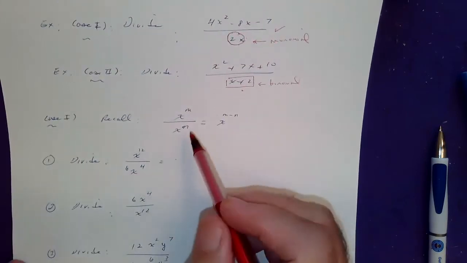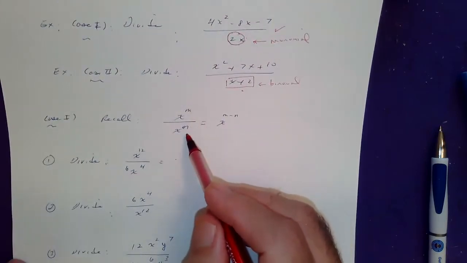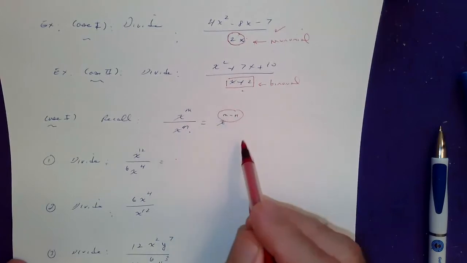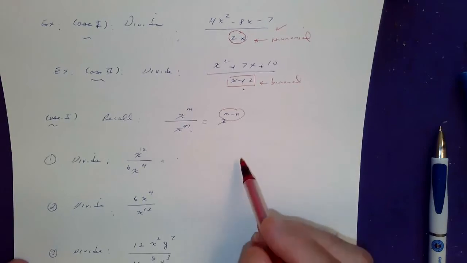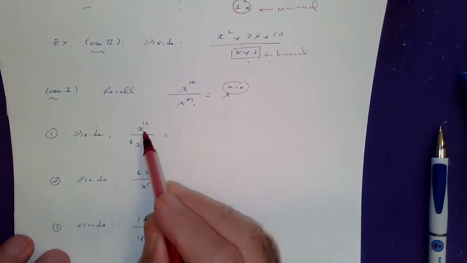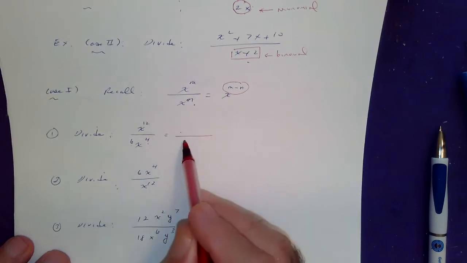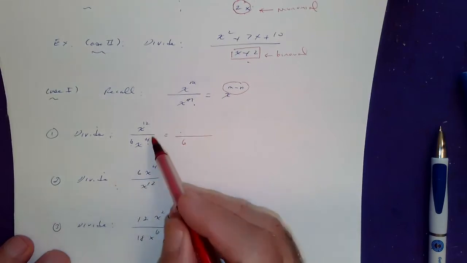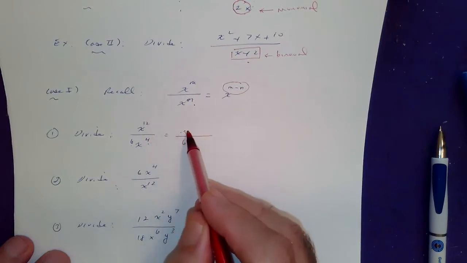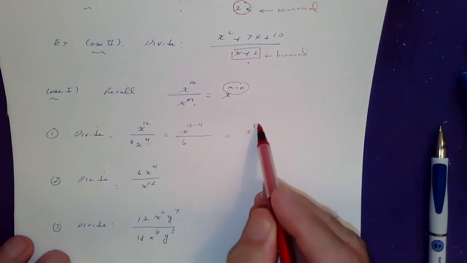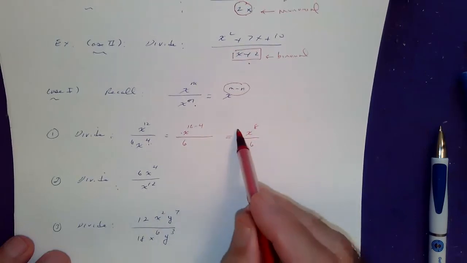However, remember the rule of dividing exponents. When you divide exponents, you subtract the powers. What does that mean? That means if I'm asked to divide x to the 12 by x to the 4, there is a 6 here, so the 6 goes to the right. But x to the 12 divided by x to the 4 is 12 minus 4, so it's x to the 8 over 6. Final answer.